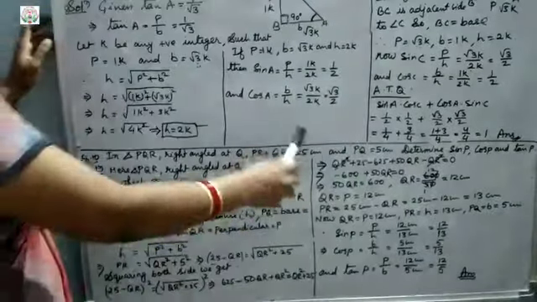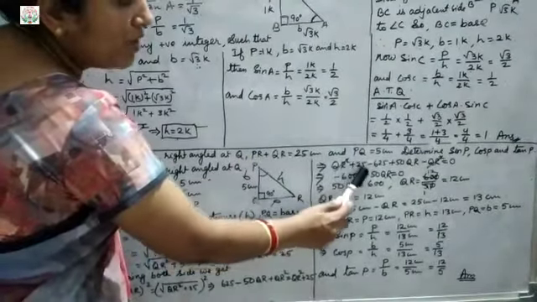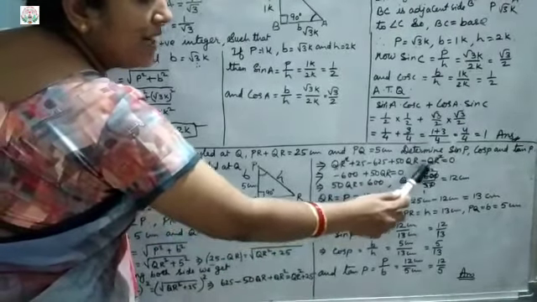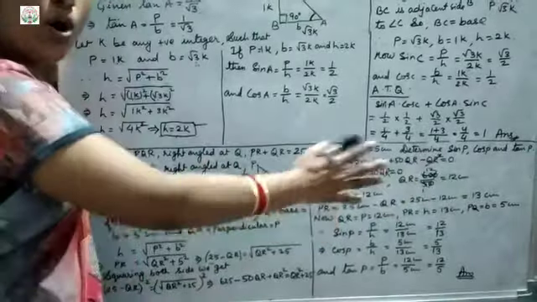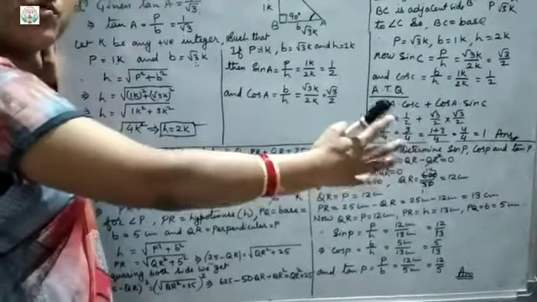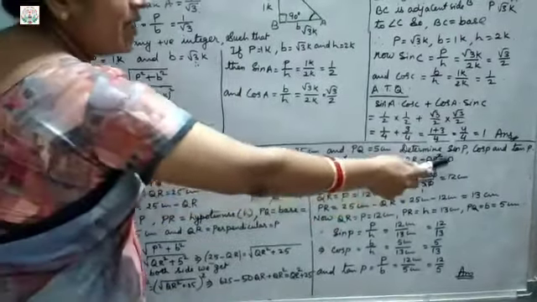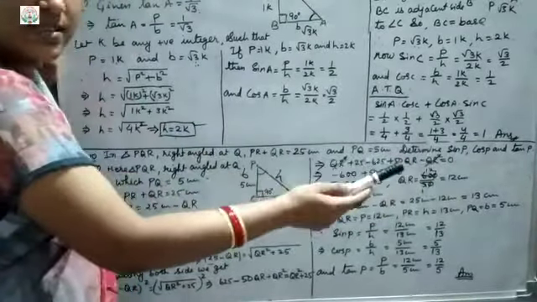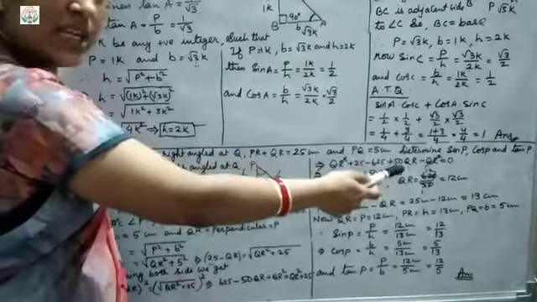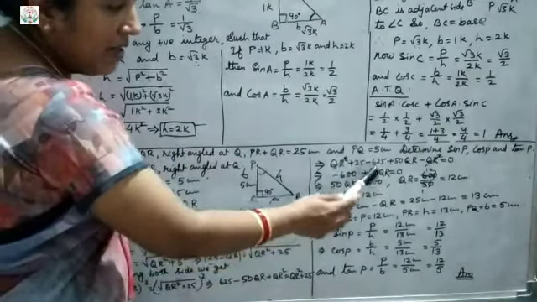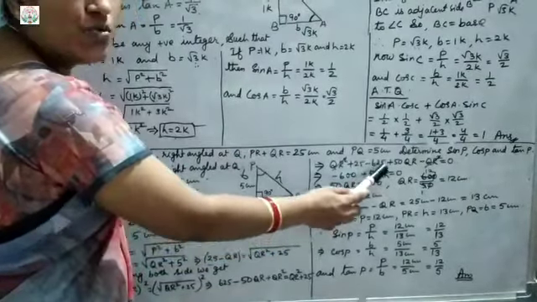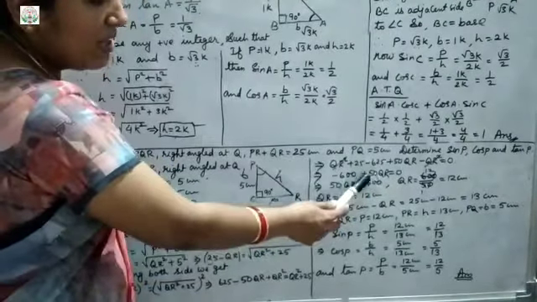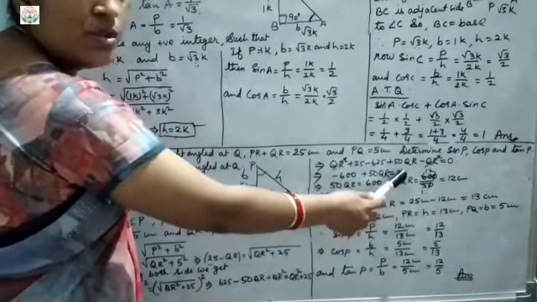So now take everything to one side. What will you get? You can see QR square plus 25 minus 625 plus 50 QR minus QR square equals 0. All the variables and constants we have taken to one side, that is equal to 0. Now simplify: QR square and QR square got cancelled because one is positive, the other is negative. Then 25 minus 625, on subtraction you will get minus 600 plus 50 QR equals 0.